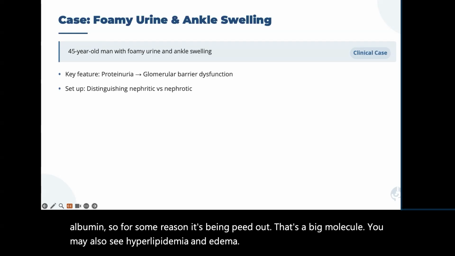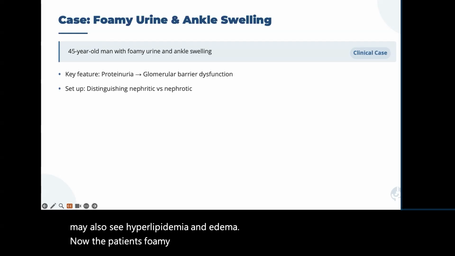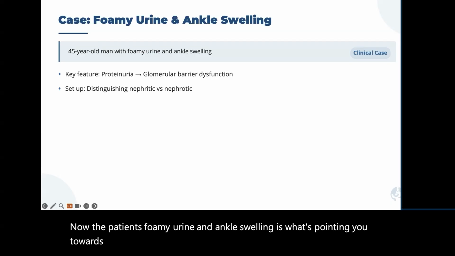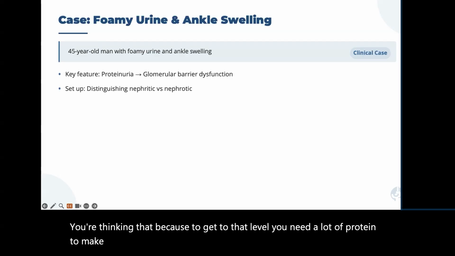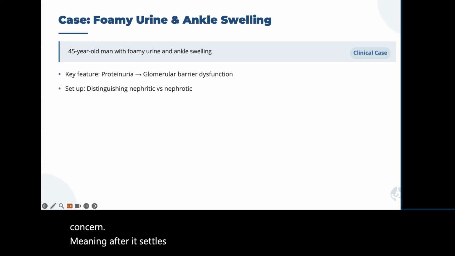Now, the patient's foamy urine and ankle swelling is what's pointing you towards the nephrotic range proteinuria without even drawing a test. You're thinking that because to get to that level, you need a lot of protein to make that foam. It looks like beer. If the pee looks like beer, that's a concern. Meaning after it settles, it still looks like beer.